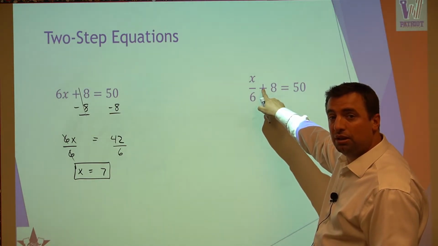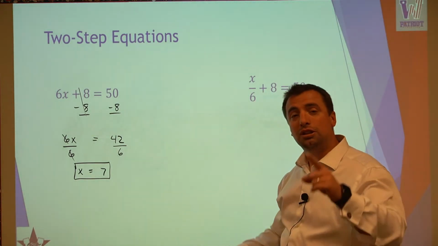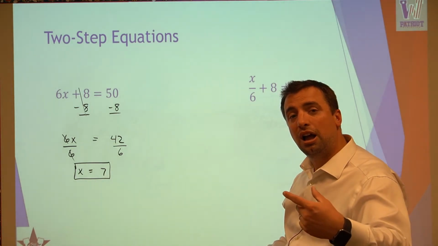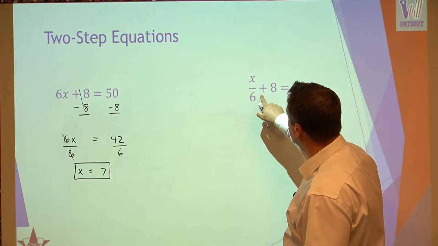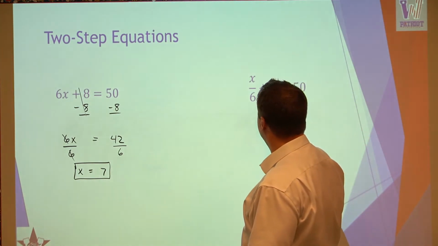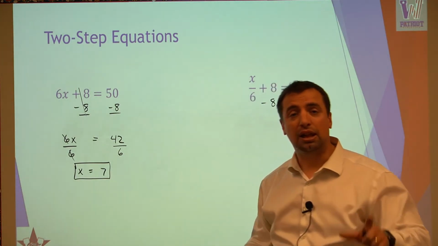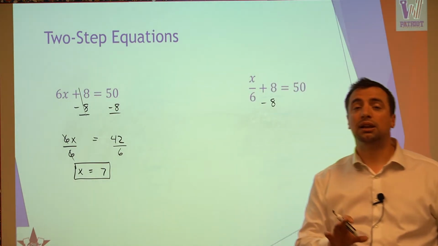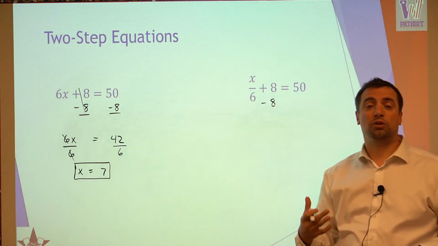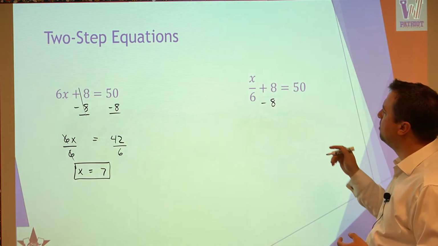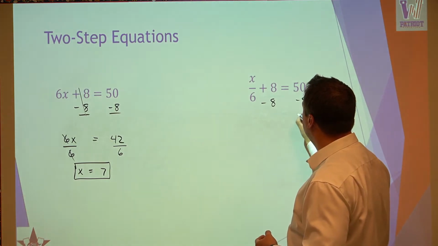To do that, rule number 2, do the inverse operation. So plus 8, we subtract 8. Subtract 8 from the left side. But when we subtract 8 from the left side, we need to also follow rule 3. Subtract it from both sides. Do the same to both sides.